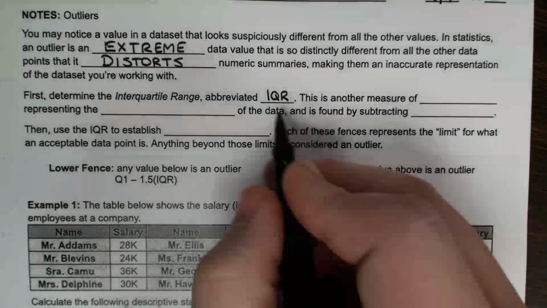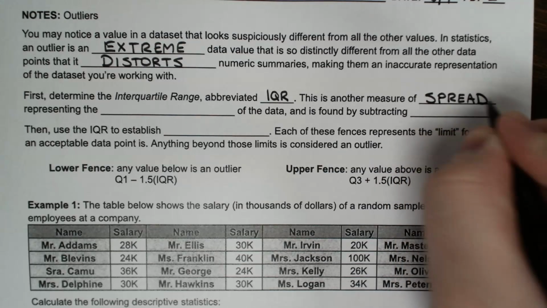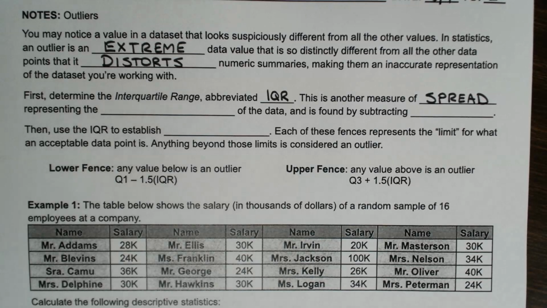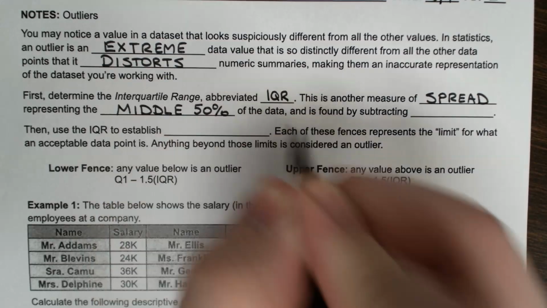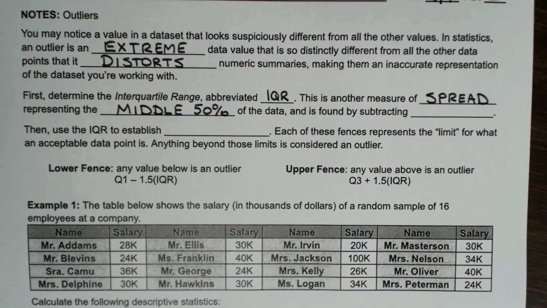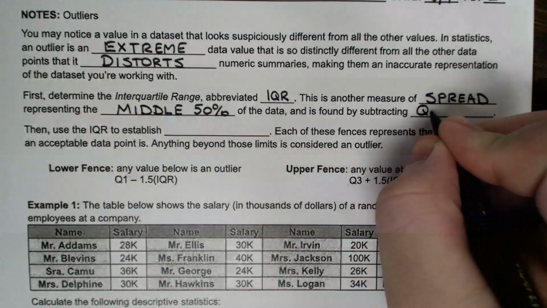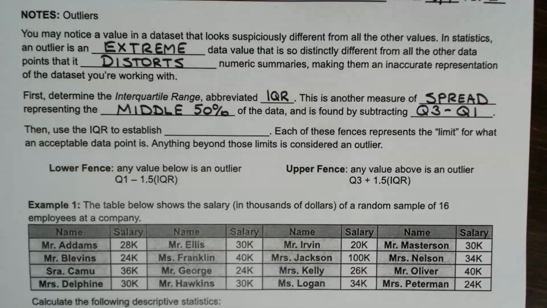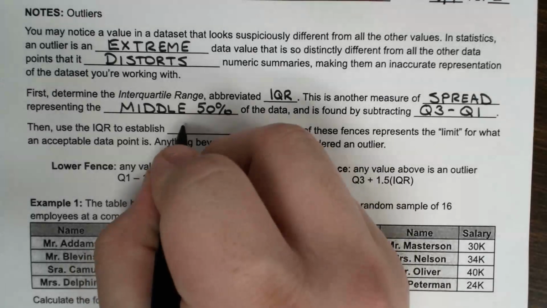Let's keep on filling in some of these blanks. The IQR is another measure of spread. We talked about measures of spread on Tuesday with the range and the standard deviation. The IQR, the interquartile range, is another measure of spread. And it just measures the middle 50% of the data. So everybody from the 25th percentile up to the 75th percentile. And it's just found by subtracting Q3 minus Q1. Super easy to find. Once we've got the IQR, we're going to use that to establish what we call fences.